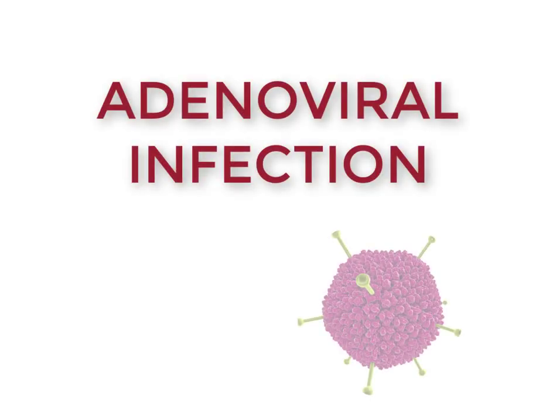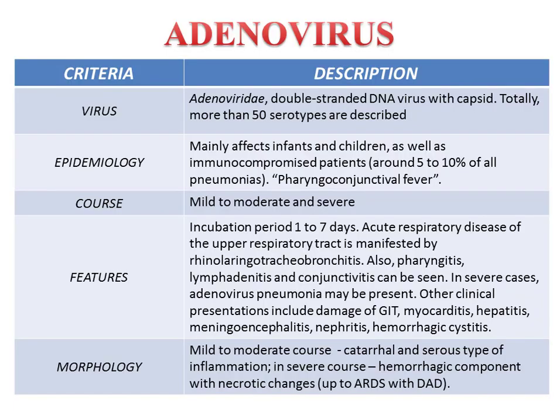One more infection we need to talk about is adenoviral infection. Adenovirus belongs to the Adenoviridae family and is a double-stranded DNA virus with a capsid. Unlike all the other viruses we discussed before, which were RNA viruses, you need to remember that adenovirus is a DNA virus. For now, more than 50 serotypes are described. Mainly, adenovirus affects infants and children as well as immunocompromised patients, causing around 5 to 10% of all pneumonias.